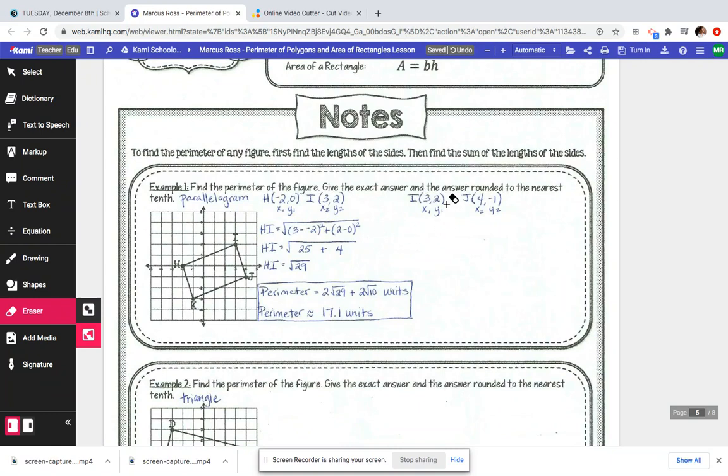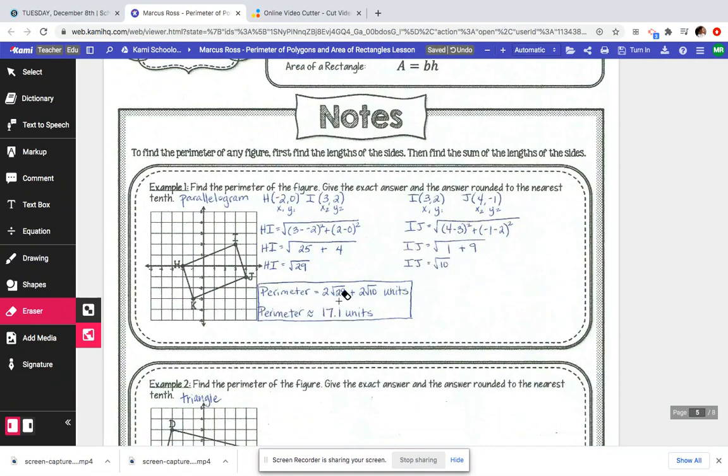So I first have to identify my I, which is already at (3, 2). Then I went with my J, which is at (4, -1). Again, you plug those points into your formula. It doesn't matter whether you choose x1 or y1 or x2 first, as long as you keep it consistent on both sides. 4 minus 3 is going to give you 1, which squared is 1. -1 minus 2 gives you -3. -3 squared gives you 9. 1 plus 9 gives you 10. So your answer for this one will be the square root of 10.